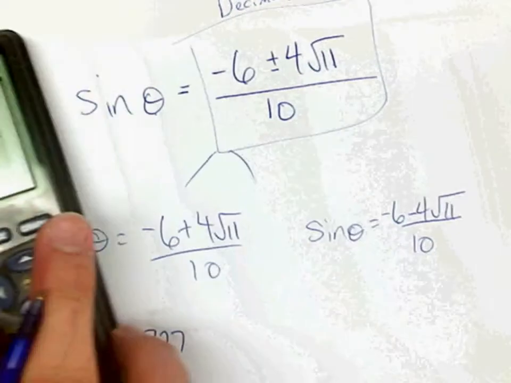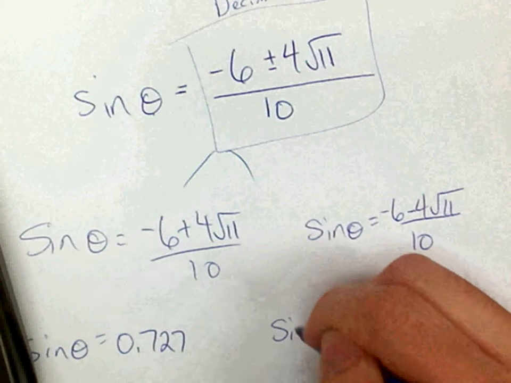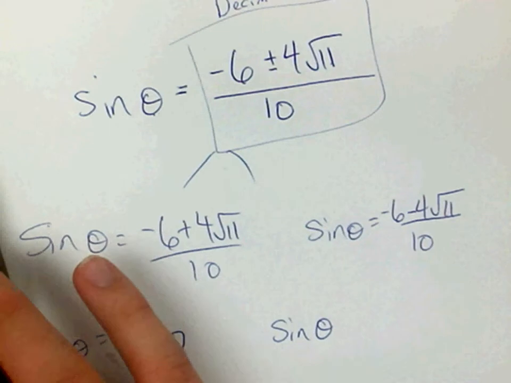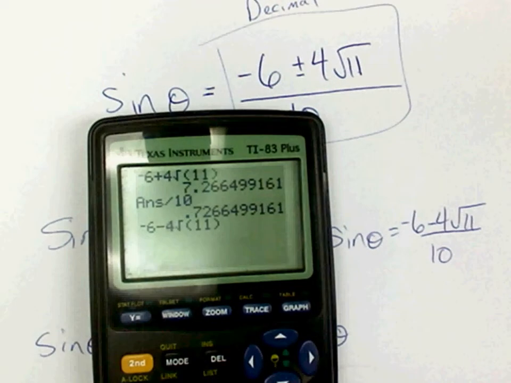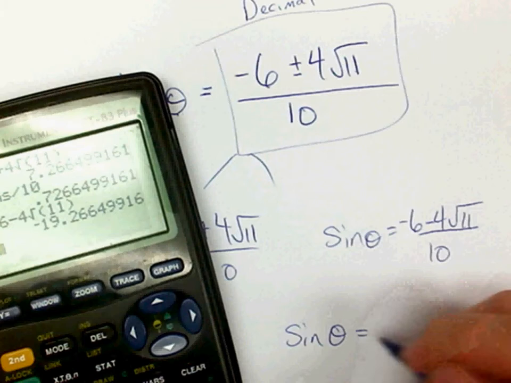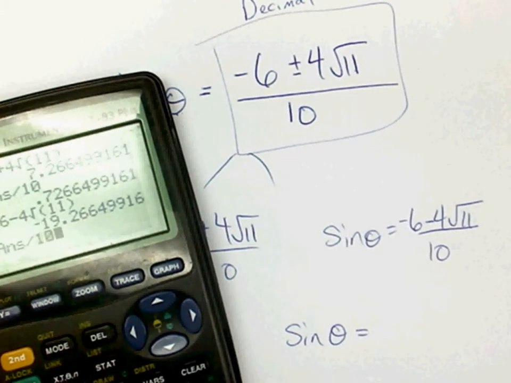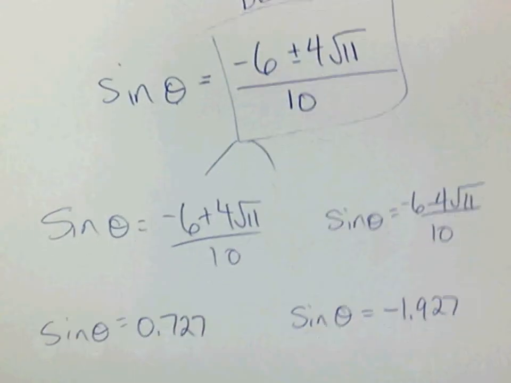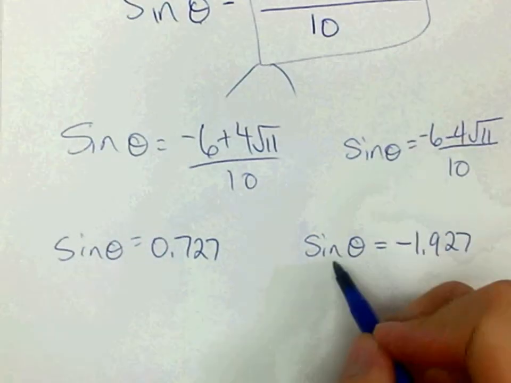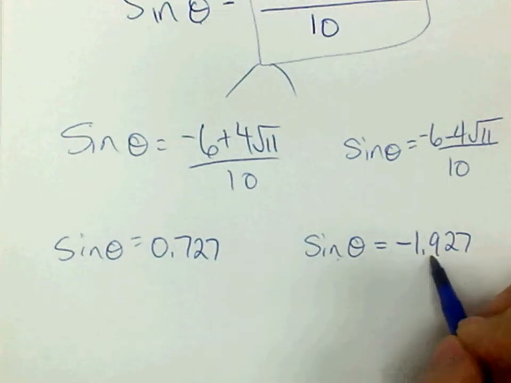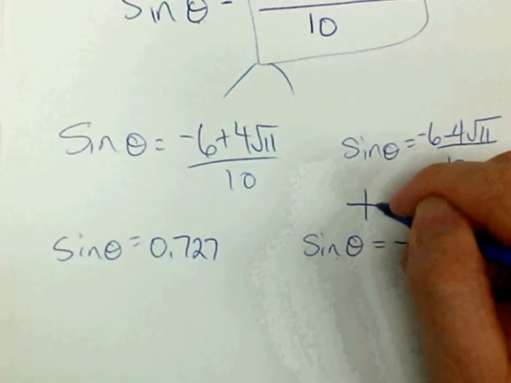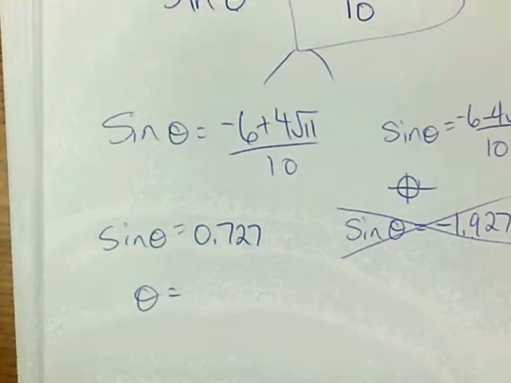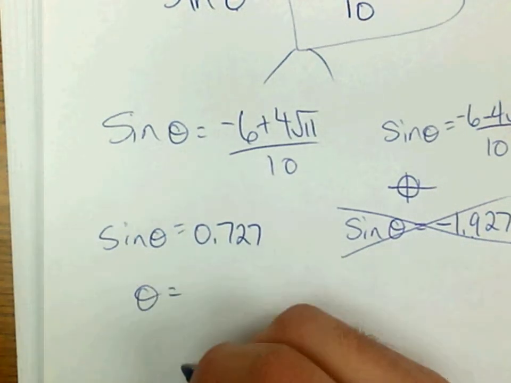And that is something I can type into my calculator. Likewise, I will do sine theta equals negative 6 minus 4 square root of 11. Hit enter. Sine theta, well, I need to divide by 10 still. Sine theta equals negative 1.927 on that one. In this particular problem, sine, I know, can't be less than negative 1 because of our unit circle. So I can throw this one out, and it's just a matter of figuring out what is theta by doing inverse sine and then figuring out where does that value repeat.